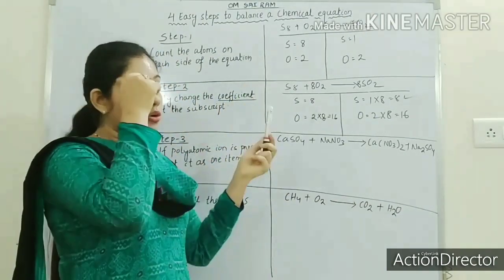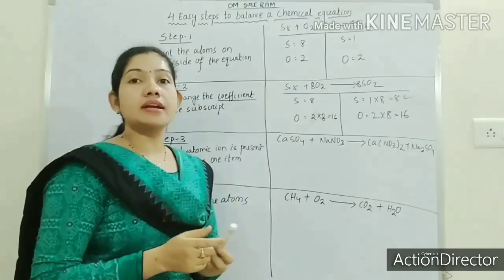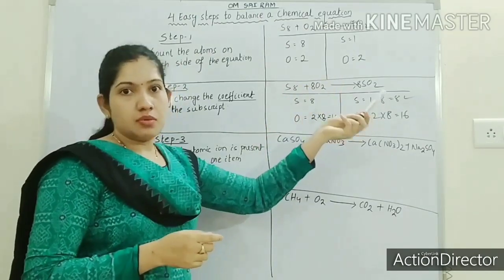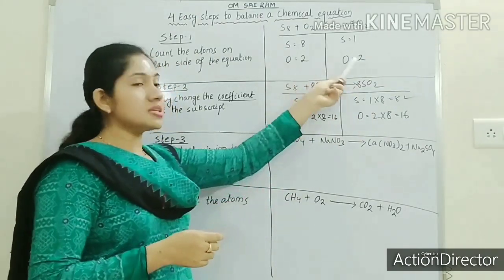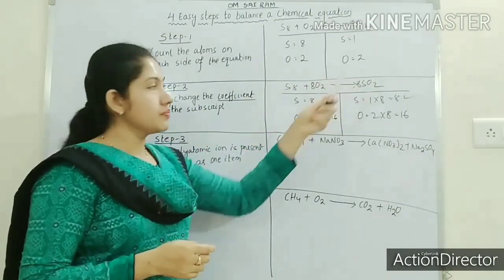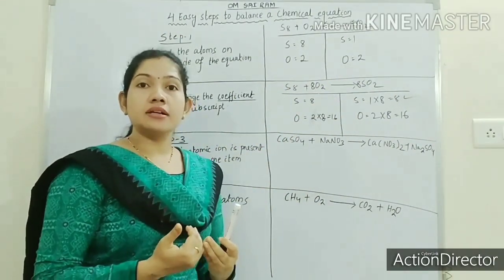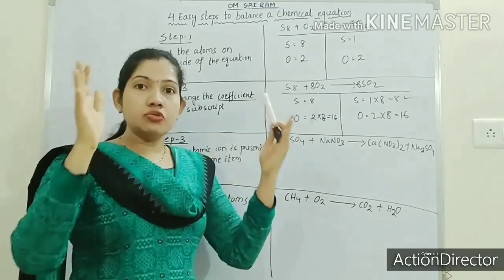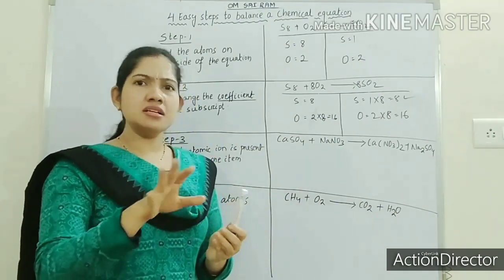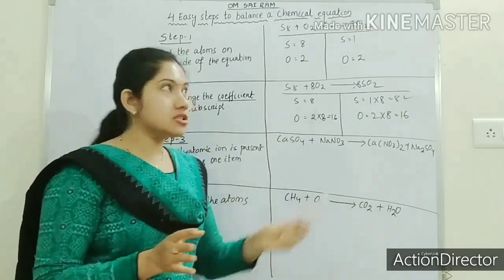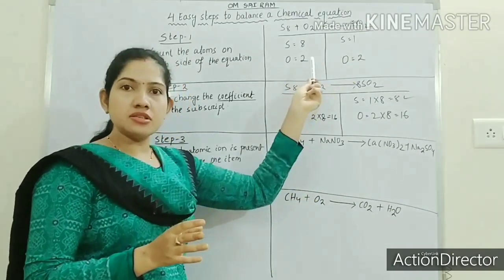Step number 1, note down the number of atoms involved in a chemical equation, on both sides. Step number 2, after noting down the atoms, we can see whether the equation is balanced or not. If it is balanced, then leave it. You need not go for the second step.